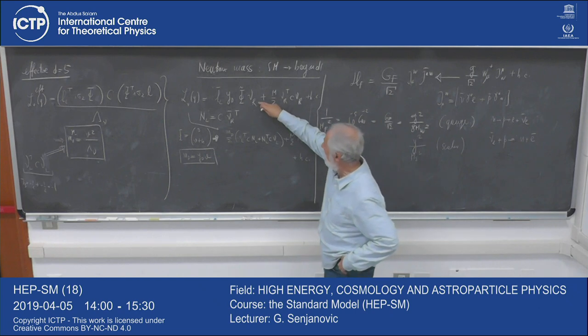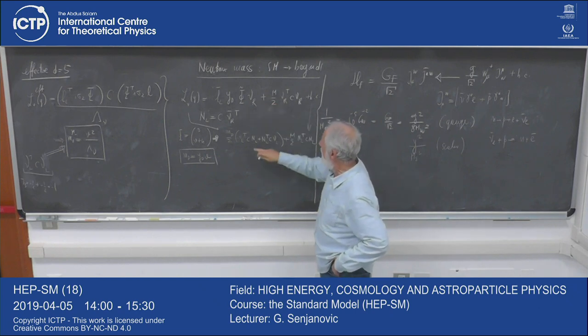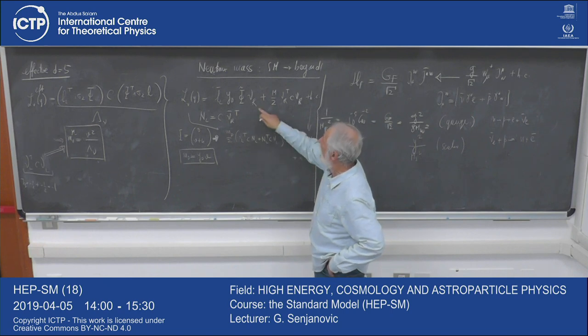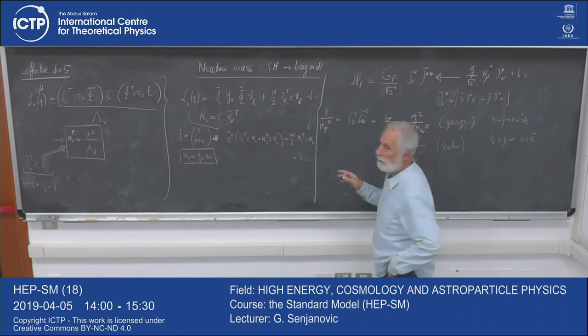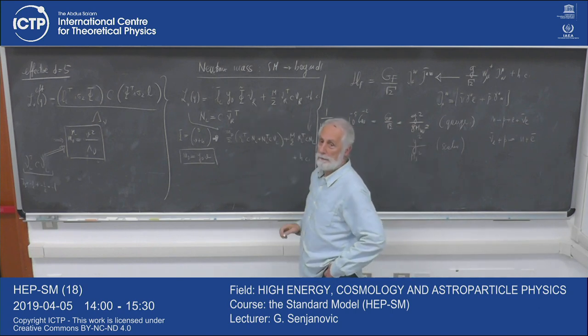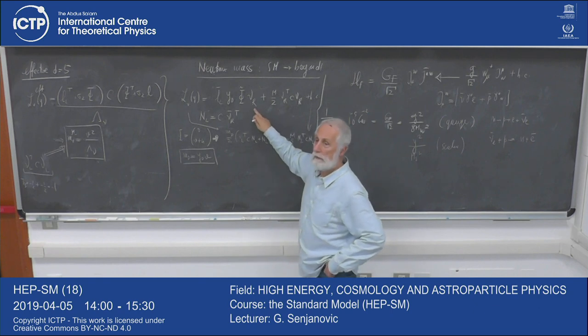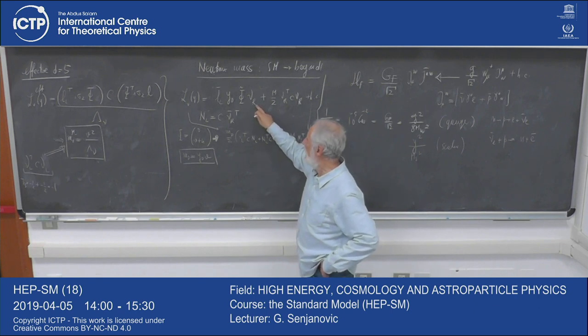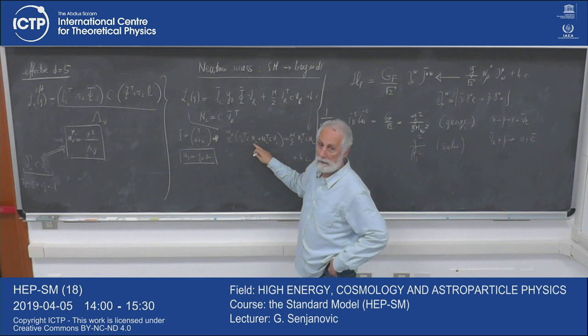And where will this come from? Well, look at it here, for example. Or maybe better, the Hermitian conjugate. I'm sorry, there is a Hermitian conjugate of this, which is nu R bar, but nu R bar is N L.